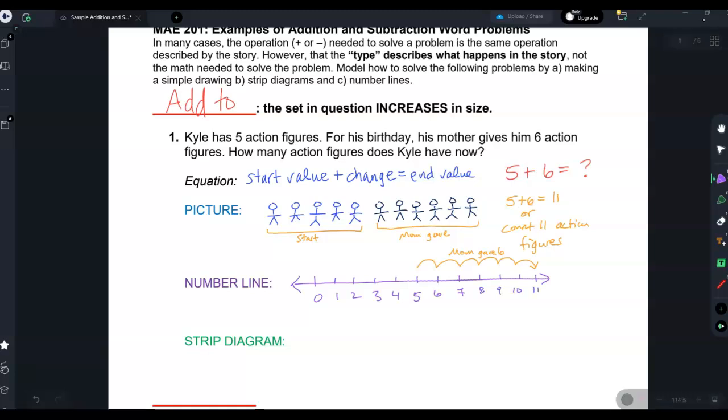And see that we end up at 11. So we know the answer is wherever we ended up, 11 action figures.